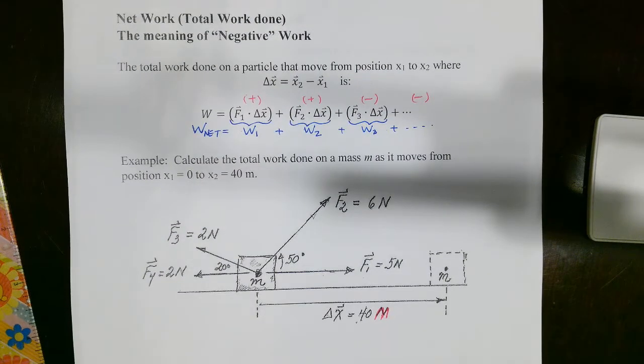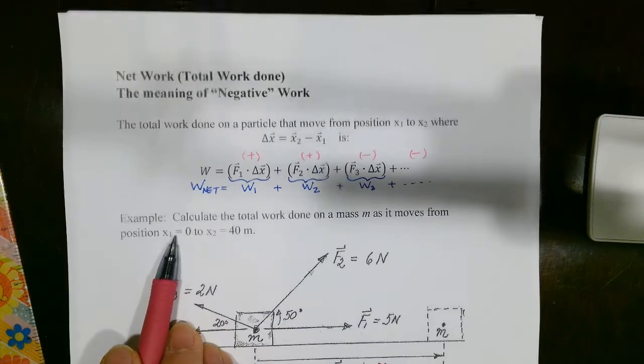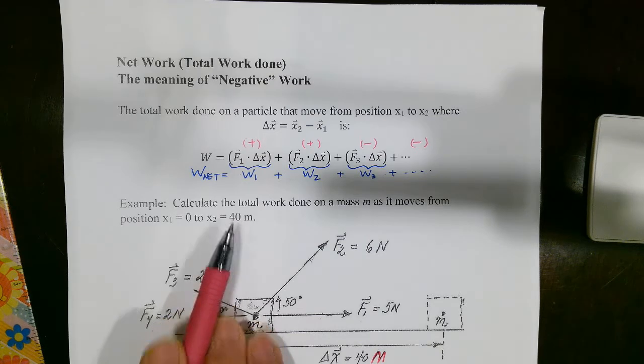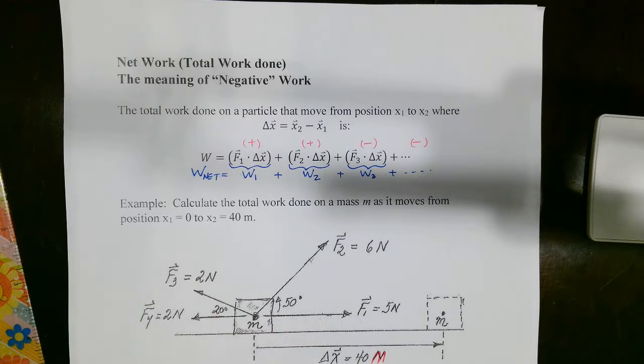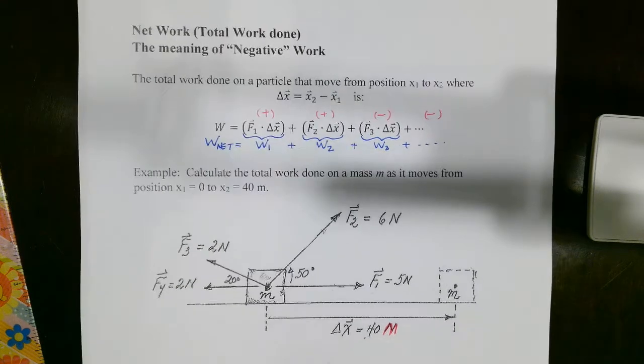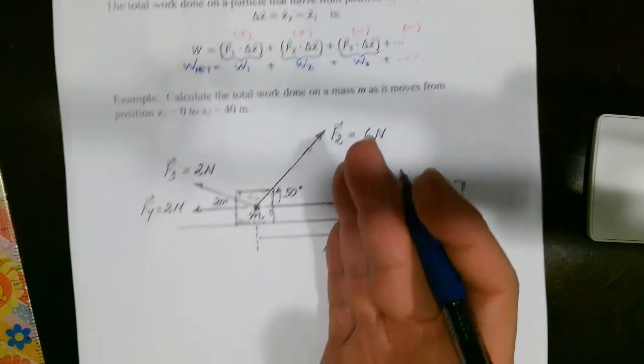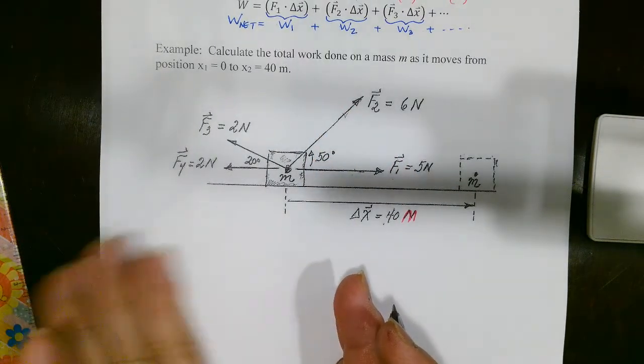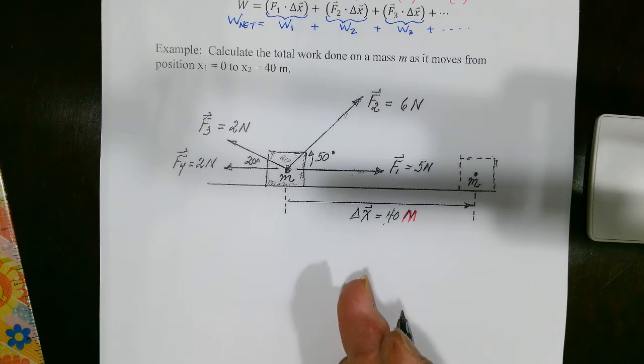So to do that, you need to figure out what work for each individual one is. We're going to go from 0 to 40 meters in the positive x direction. So our delta x will always be positive 40 meters in the x direction for all these four forces. So let's take a look at what happens. Now, follow me with this and see if you can divide this page into half right here and only write on this side of the page for now. I'll show you why.